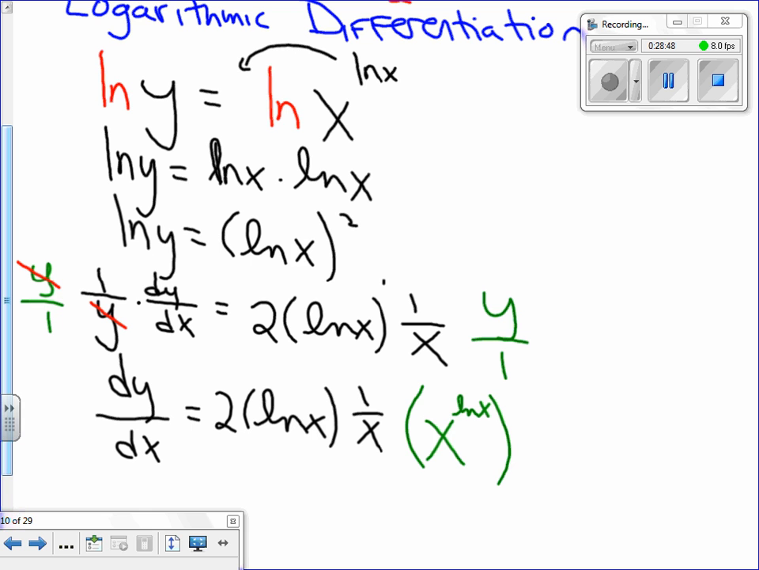If you used the product rule, you would have had ln of x times 1 over x plus ln of x times 1 over x. You'd have two of them. Yeah, same thing. Yes, you can put the 2 ln of x in the numerator.